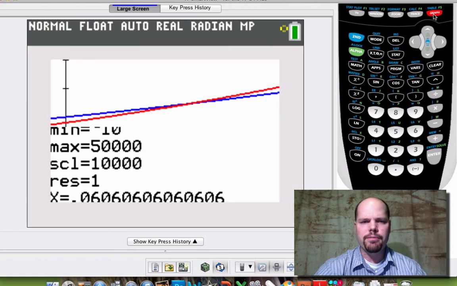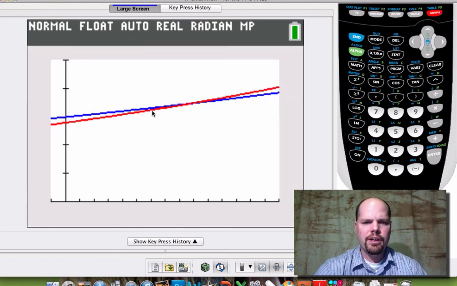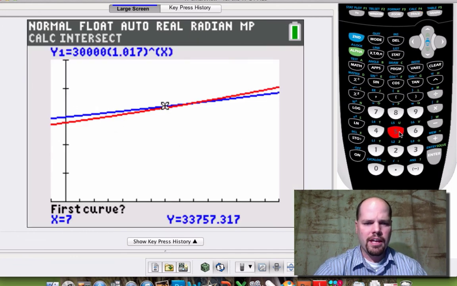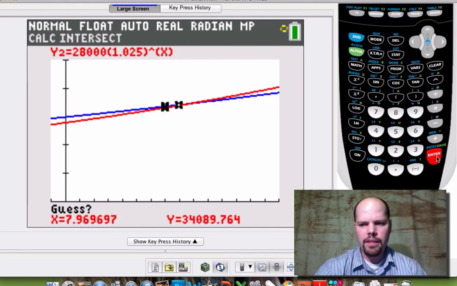So press graph. And here we have the population that started at 28,000 and then the one that started at 30,000. And we're looking for this intersection here. So we go to second trace, which is the calculate menu. We want to know where these two lines intersect, so option 5. First curve is y1, press enter. Second curve is y2. And my estimate, where they're the same, pretty close in here, press enter. And the intersection is when x is 8.8, so that's our years, and y is about 34,800.